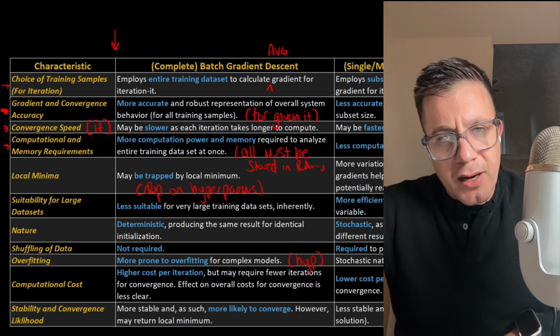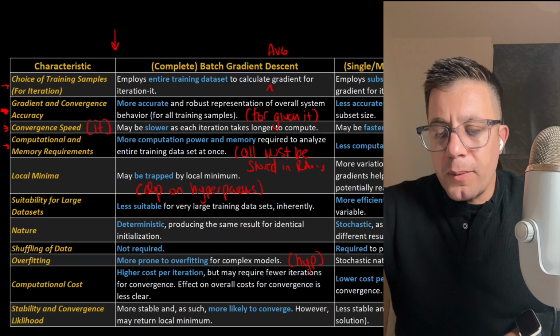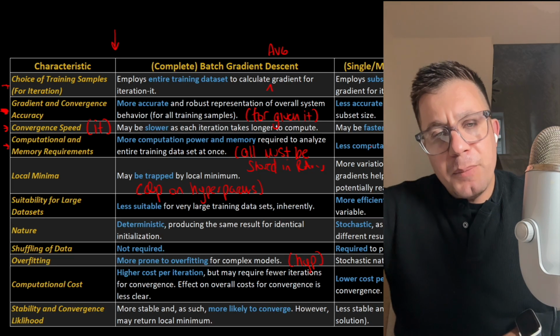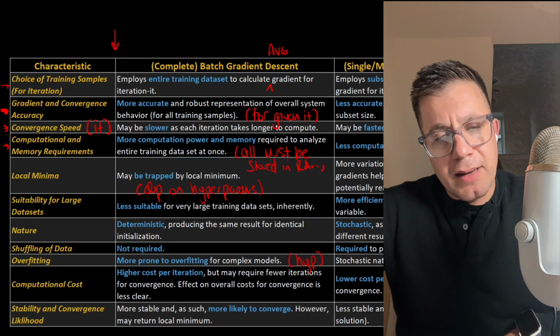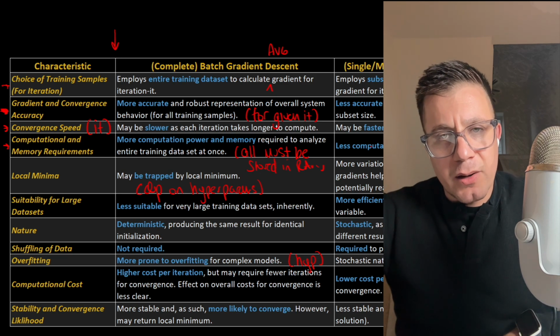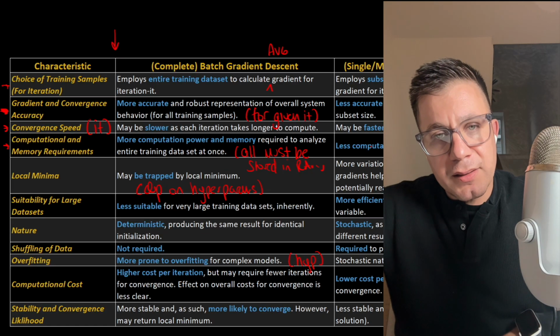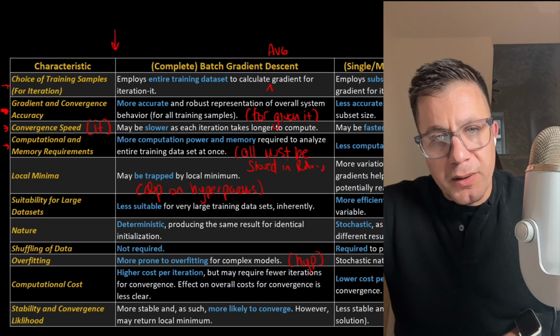Next, we discuss computational and memory requirements. We observe that batch gradient descent may require more computational power and memory because it has to analyze the entire training data set at once for a given iteration, and ideally, all of this data would need to be stored in RAM. We observe that stochastic gradient descent may require less computational power and memory for similar reasons.